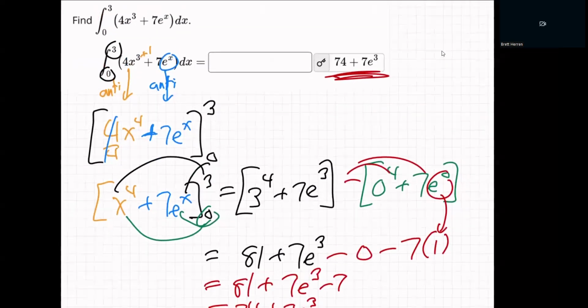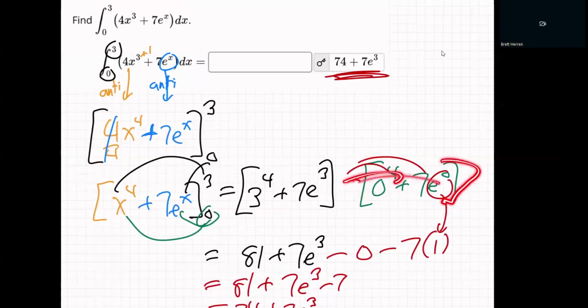There we go. Just do the antiderivative of both of them and then plug in the upper bound, plug in the lower bound, subtract them in between. Don't forget to distribute that minus sign. That's why we put the brackets, so we can remember to distribute the minus sign. So there we go.